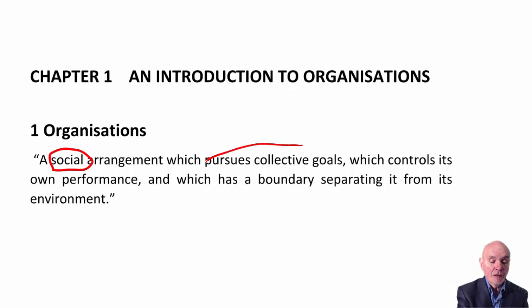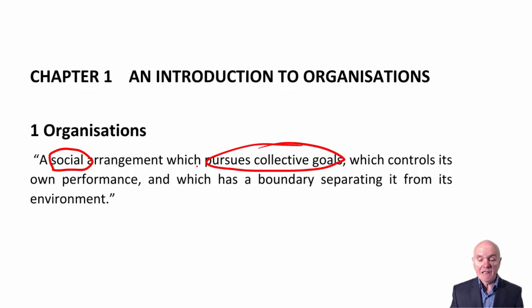Pursuing collective goals. The idea would be that everyone knows what the goal is and everyone is actively employed on trying to achieve those goals. It's not going to be a very successful organisation if some people are, for example, pursuing profit and other people are, for example, pursuing a good time. There has to be some agreement on what the goals are, or the organisation will not be effective.